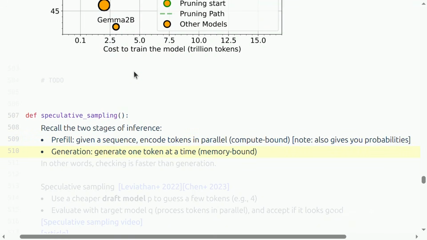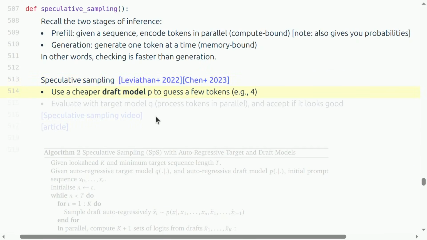And in generation, it's one at a time. So checking is faster than generation. If I give you a sequence, it's fast to tell me how good it is, much faster than generating one token at a time. So you can exploit this asymmetry using the following idea. We use a cheap draft model to generate, guessing a few tokens, let's say 4 tokens. Then we use the model we actually care about, the target model Q, to review these tokens and accept or not accept them.